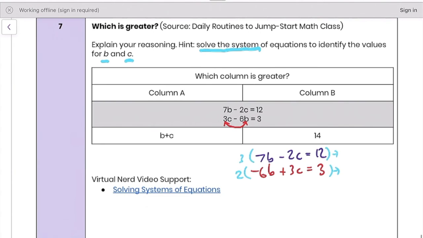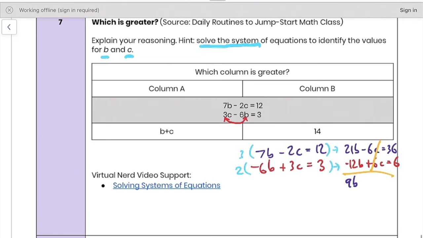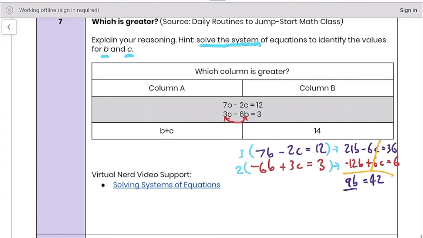I have 3 times 7, which is 21B minus 6C is equal to 36. And on the bottom, we have negative 12B plus 6C is equal to 6. Now, the 6C's cancel out, and I just have to solve for B. So 21 minus 12 is 9B is equal to 36 plus 6, which is 42. Divide by 9, divide by 9. And so 14 over 3 is equal to B.